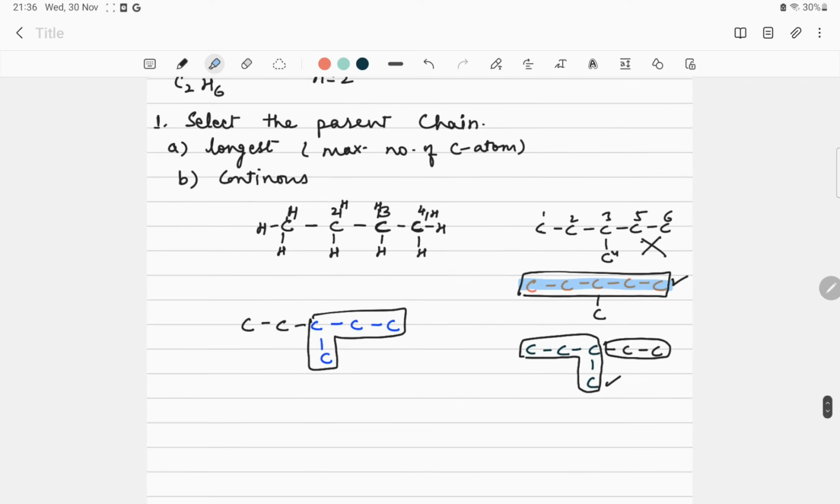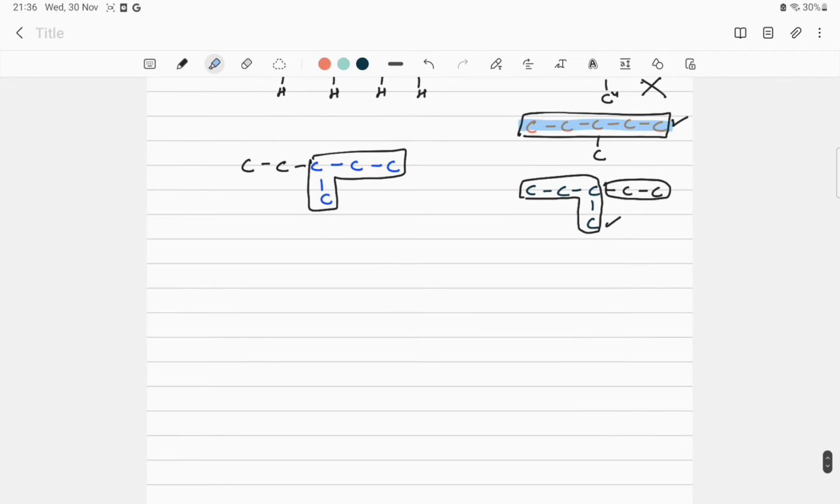So this is the first rule, select the parent chain. What is the parent chain? What are the conditions? That it has to be longest and continuous. Now moving to the next rule: identify the substituent.